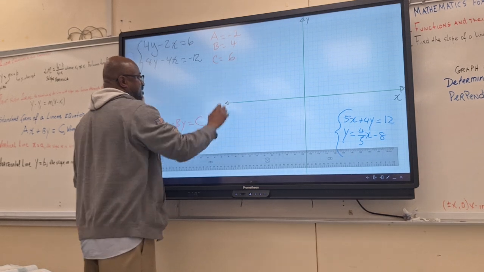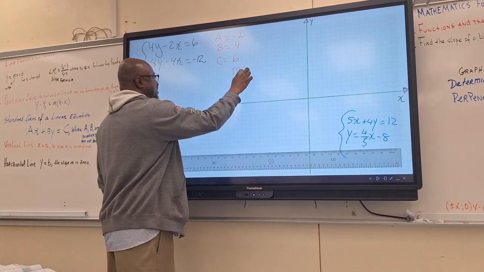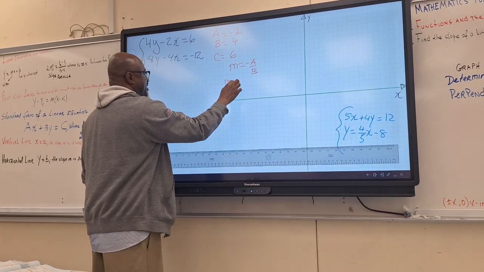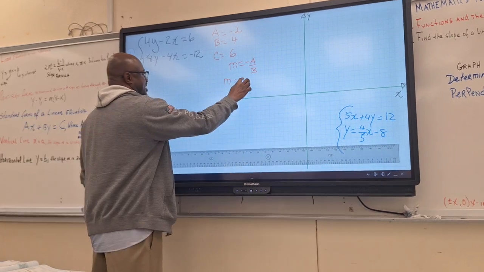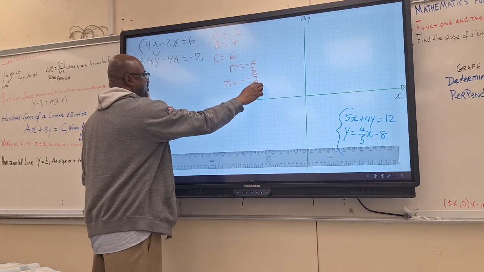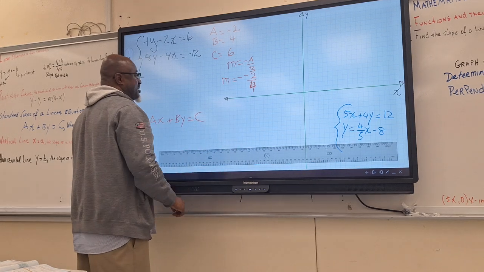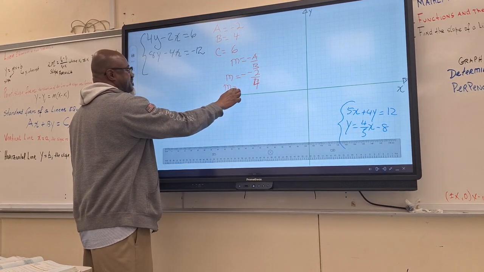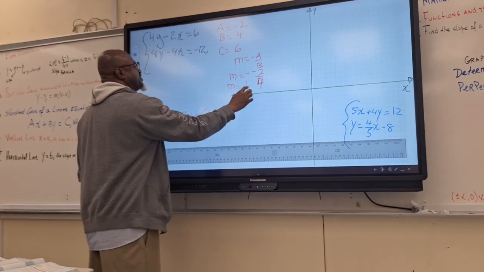So we can find the slope. M equals negative A over B. In this case, what will be M? Negative minus 2 over 4. When you simplify that, the two negatives become positive. Then what will be the slope? It's not 2. It's 2 over 4, simplified, 1 over 2.